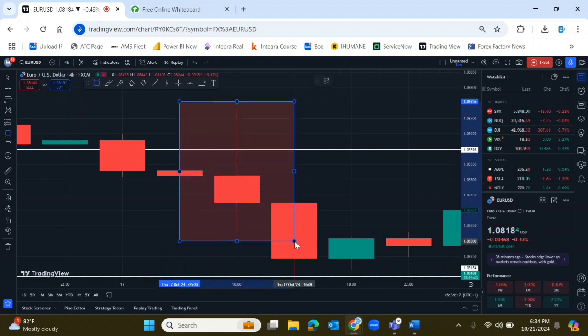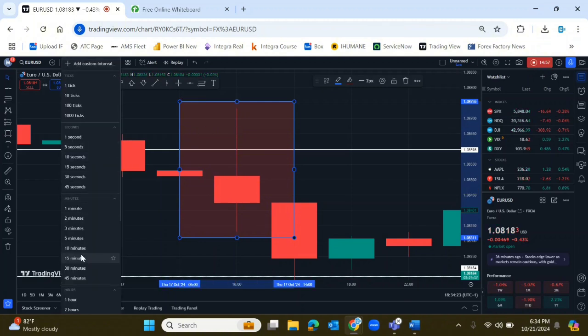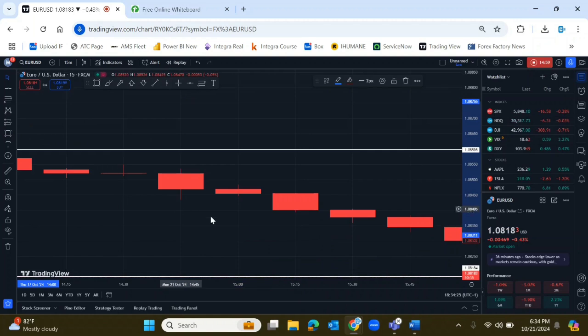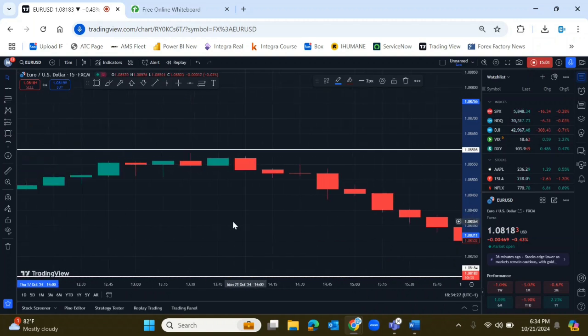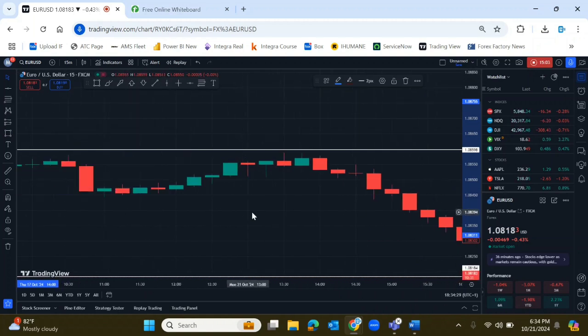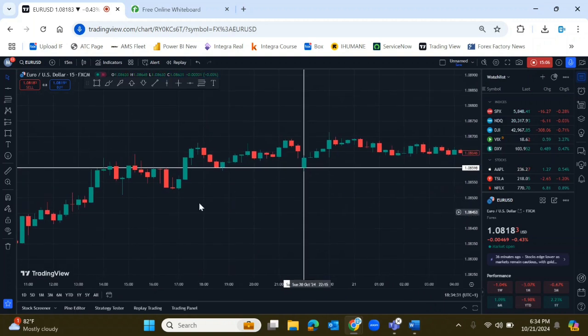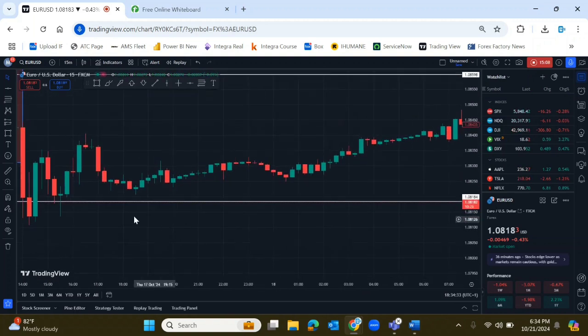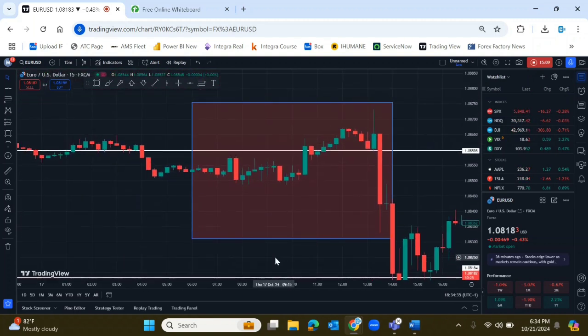Okay, now let's take a look at this, guys. You will get to understand what I'm trying to say. So now let's go to our 15 minutes time frame. Then we take a look at what that candle has been doing. So this will give us a very big idea of what we mean by that candle.